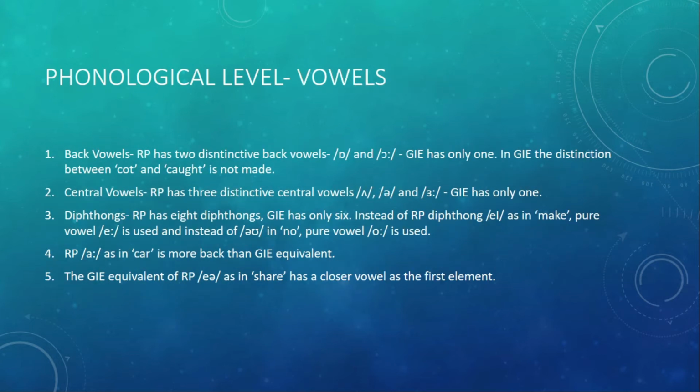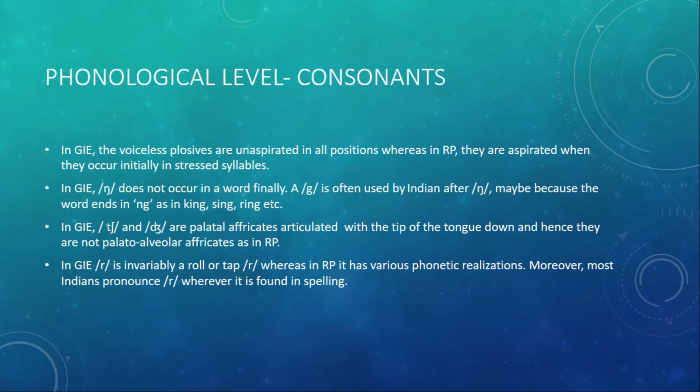But these were the features about vowels. Let us look at the distinctions between GIE and RP consonants.